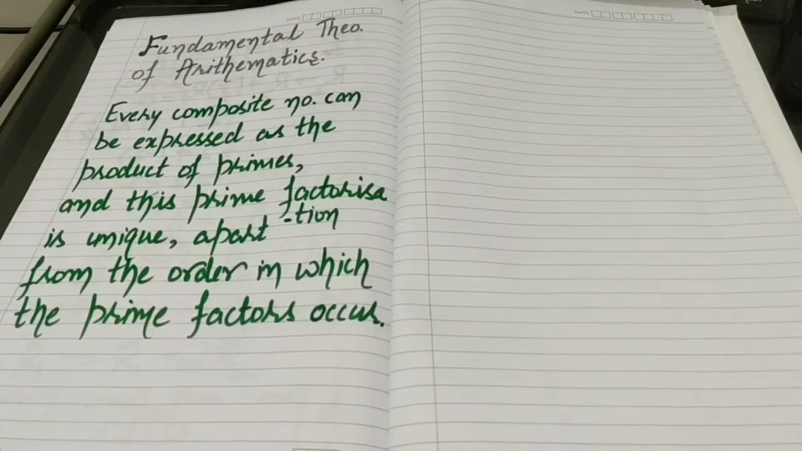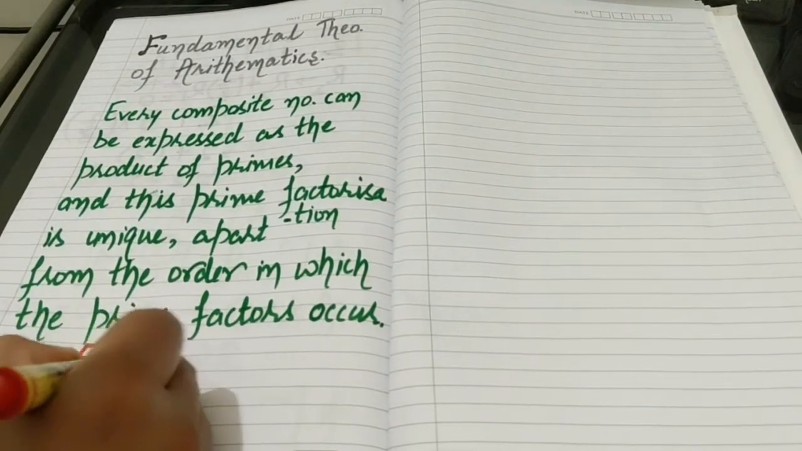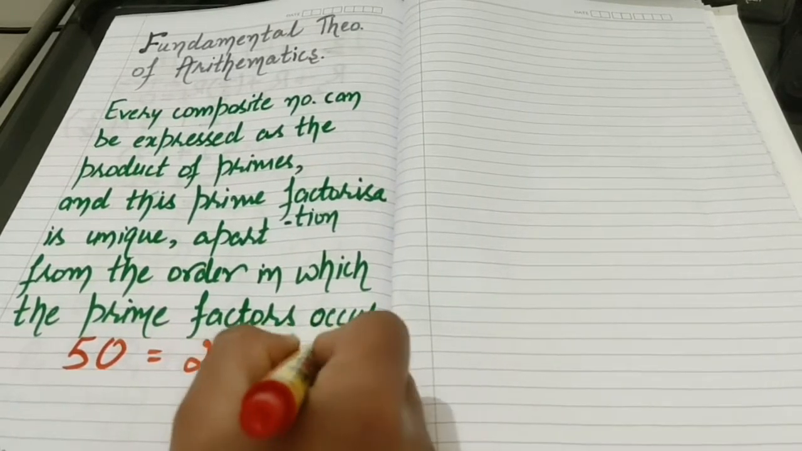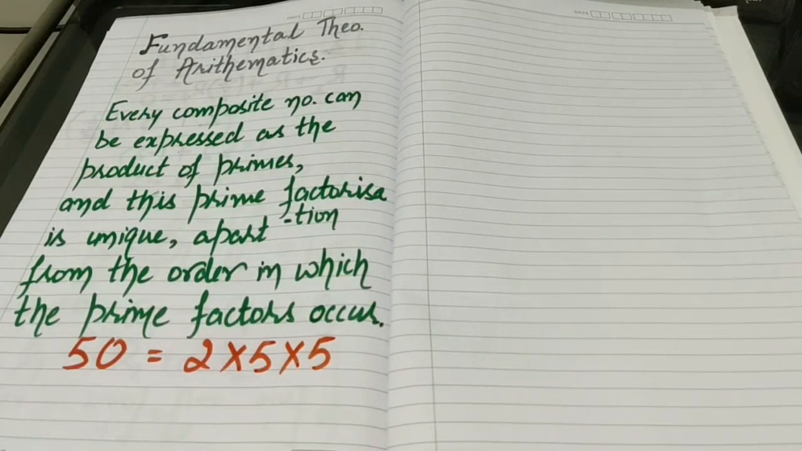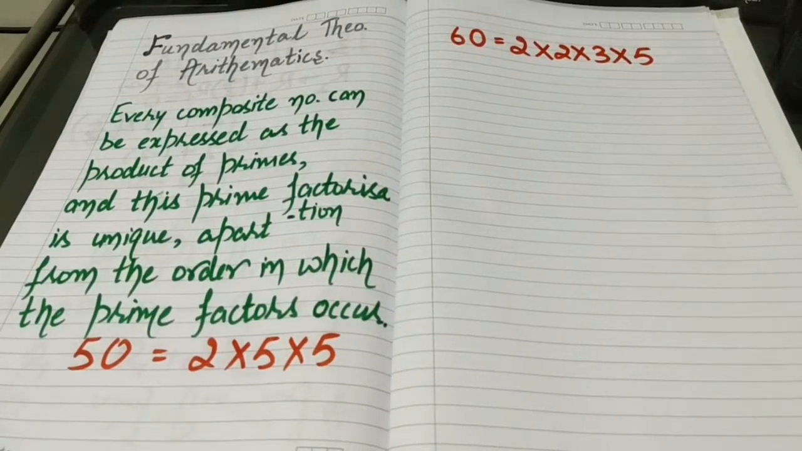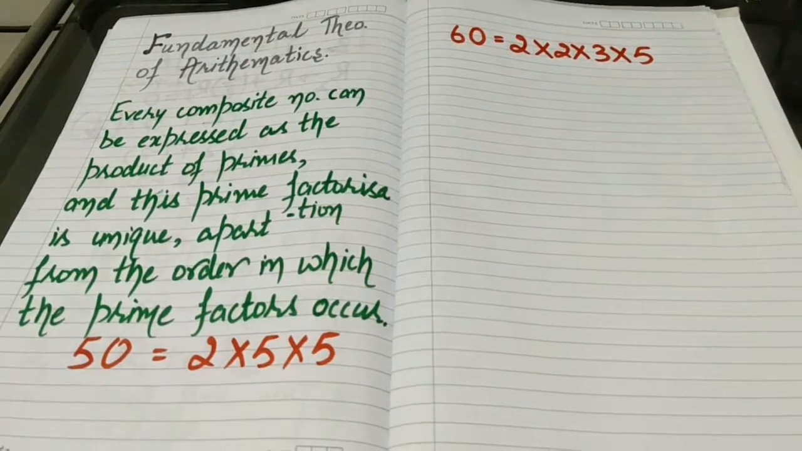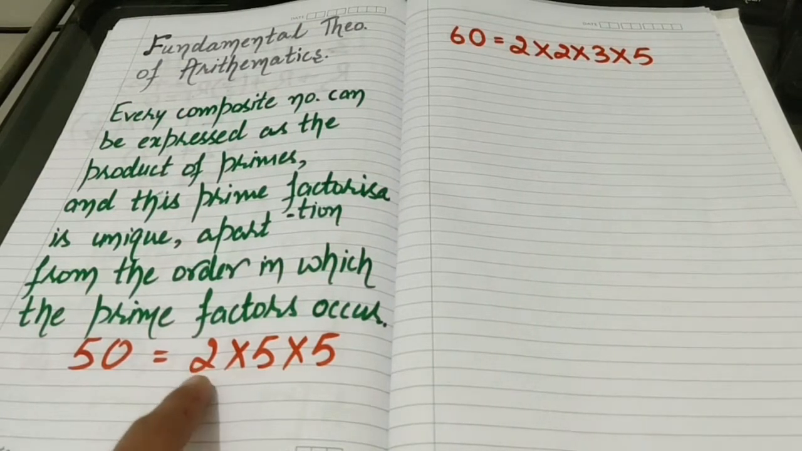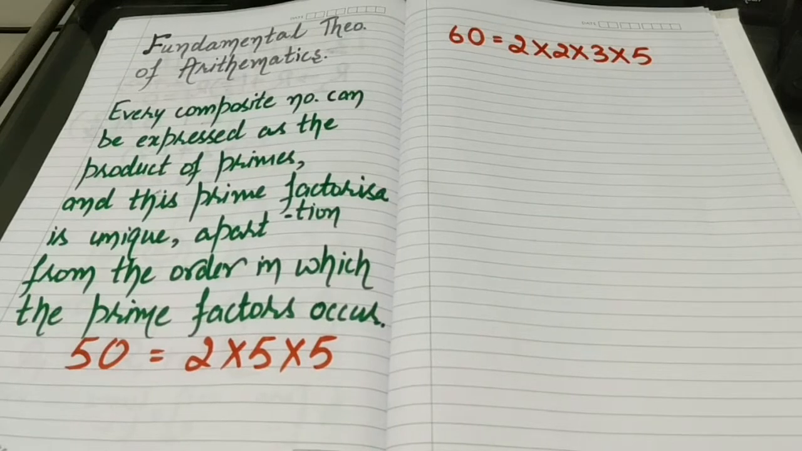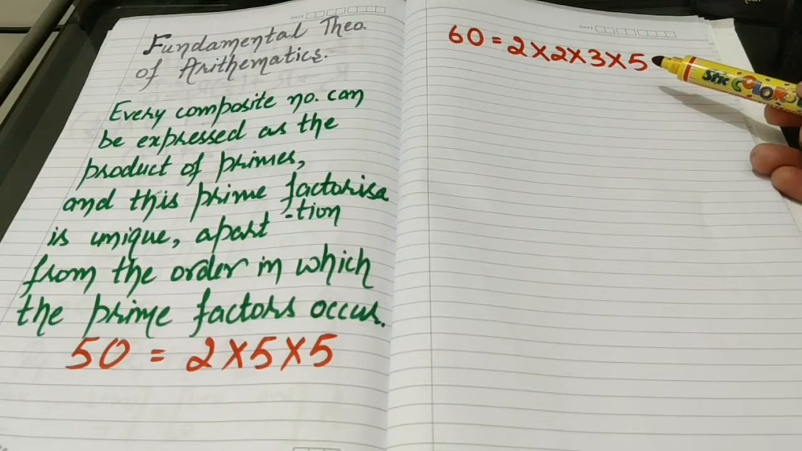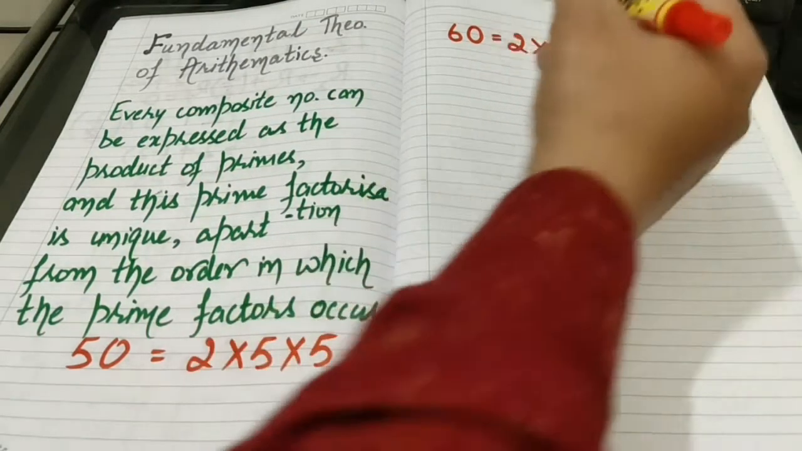Well students, we know that 50 is a composite number which can be written as 2 into 5 into 5. It means we can express 50 as a product of 2, 5 and 5. In the same way, 60 is also a composite number which can be expressed as a product of 2 into 2 into 3 into 5. Here 2, 5 and 5 are prime, and in this case 2, 2, 3 and 5 are all prime numbers.